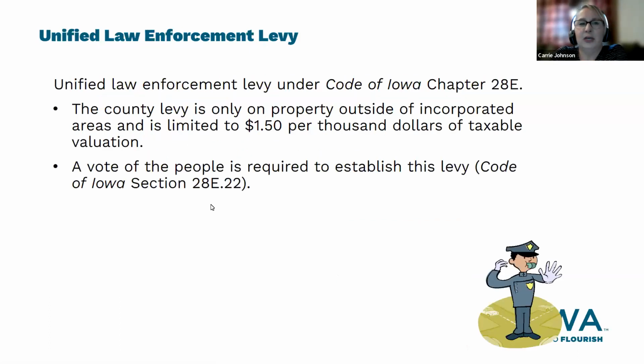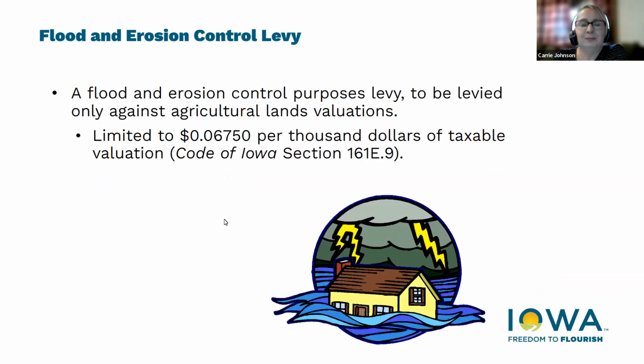Unified law under Chapter 28E. It is a situation where the county or parts of the county have come together to jointly provide law enforcement protection. The unincorporated part of the county is limited to $1.50 per thousand. It is kind of an involved process to get to a unified law district, but it's covered under 28E.22 if anyone has any questions regarding that process.